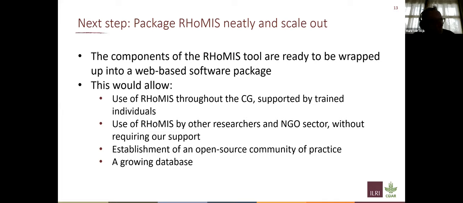Up to now we've been micromanaging applications of RHoMIS, but we would like to take a more hands-off approach, that people start using it themselves, start using the indicator calculation scripts themselves. And thereby that the community of practice grows further than just the small RHoMIS team as it is now. So that would allow use of RHoMIS throughout the CG, supported by possibly trained individuals, use of RHoMIS by other researchers in the NGO sector, without requiring our detailed support. And hopefully that should lead to an establishment of an open source community of practice and a more rapidly growing database of information on smallholder farming across the world.